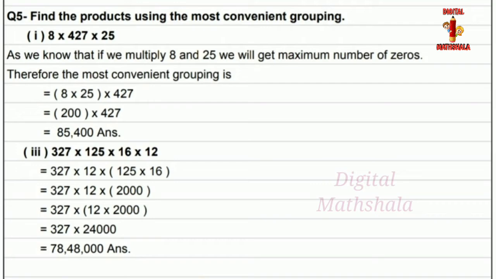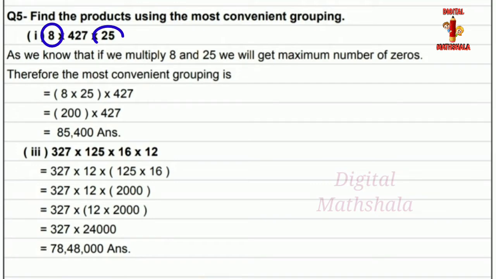Children, in question number 5, the question asks to find the product using the most convenient grouping. In the first part, three numbers are given: 8, 427 and 25. Earlier in another question we solved the same, but there we were doing the sum, and in this question it is multiplication. So we will choose two numbers. The product of these two numbers should give the maximum number of 0s. So we will choose 25 and 8.